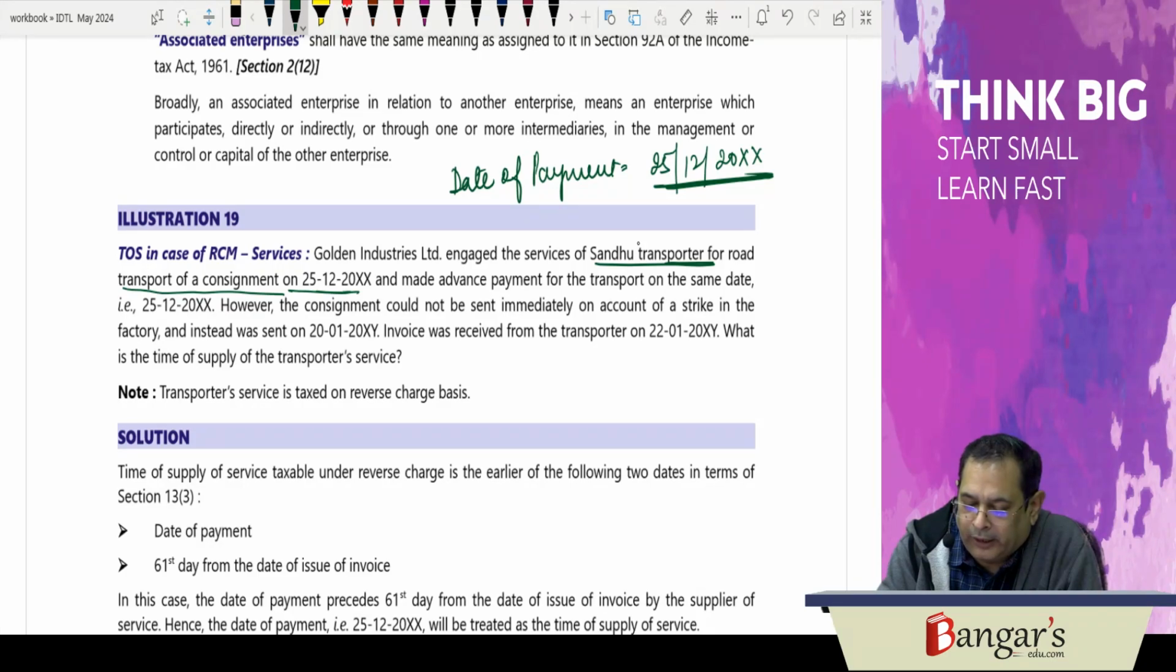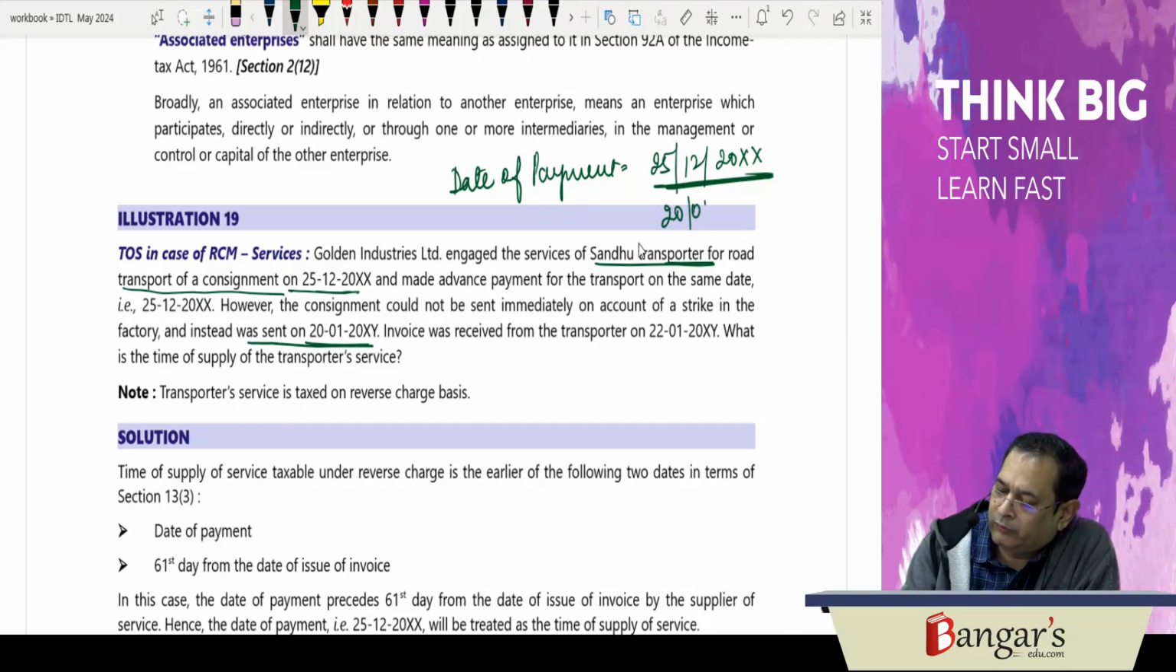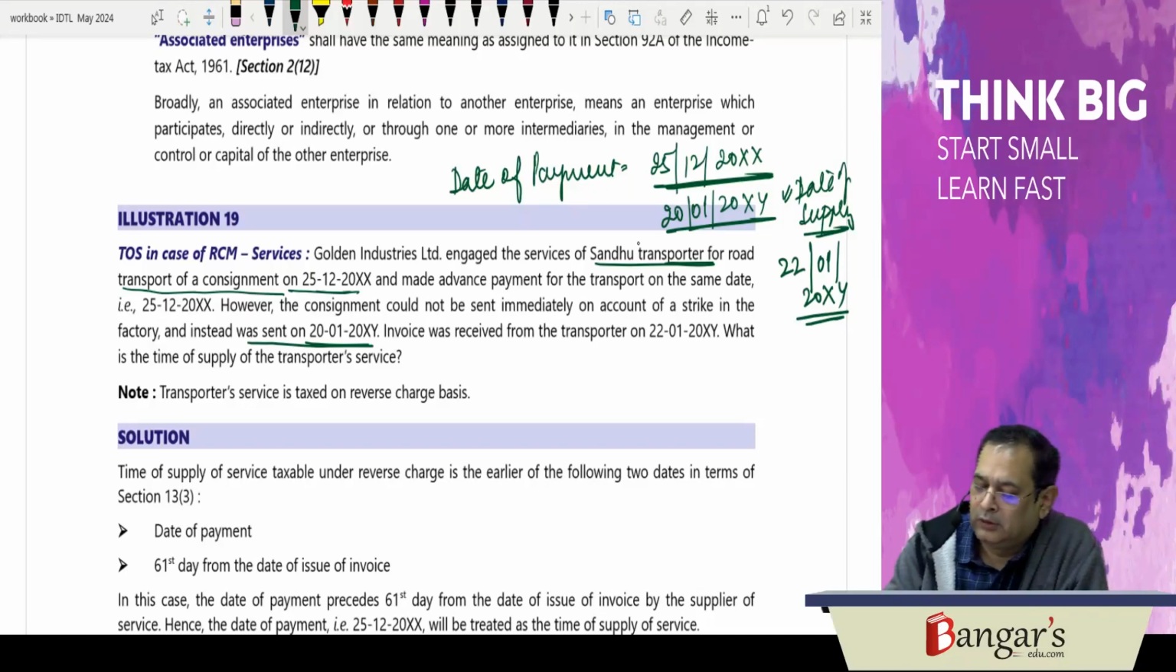However, the consignment could not be sent immediately on account of a strike in the factory, and instead it was sent on 20th of January. That is the date of supply of service. And the invoice was received on 22nd. Now, what is the time of supply of transporter service?